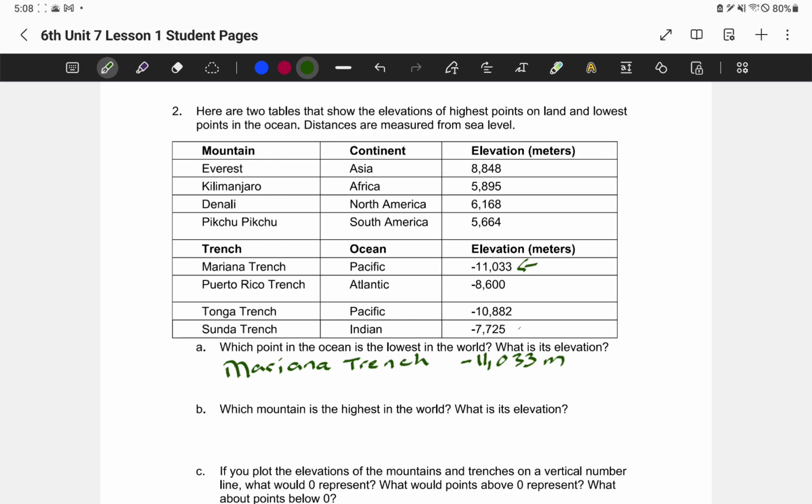What mountain is the highest in the world? And what is its elevation? So again, we're looking for what is the highest, what is the farthest from sea level. So we're looking for the largest number. So the furthest distance, well, 5,000, 6,000, 5,000, 8,000. So that's Mount Everest.